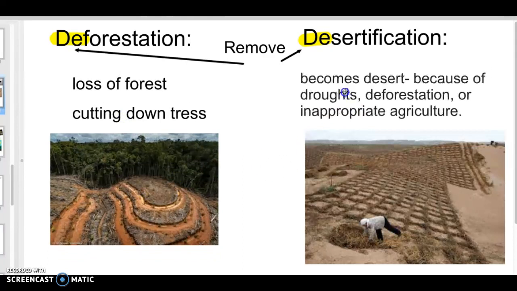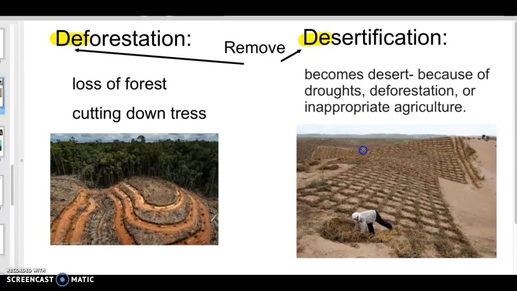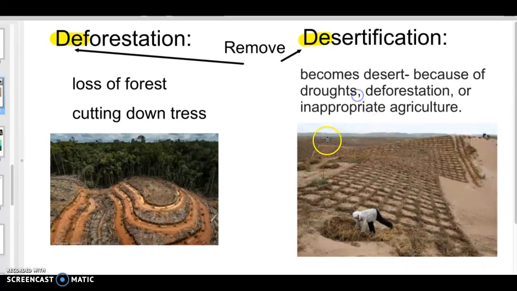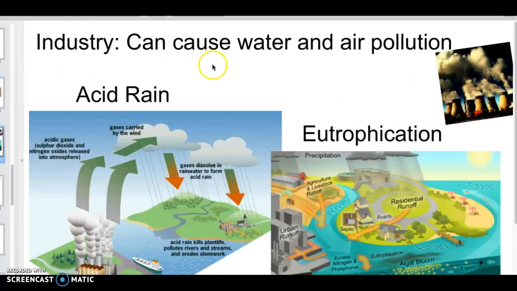And then desertification is basically the removal of nutrients, where there is so much overgrowing, farming and agriculture, along with droughts, that it becomes a desert. And so you can't use the dirt. It's just a dry desert space, and you can't use much of that resource anymore.